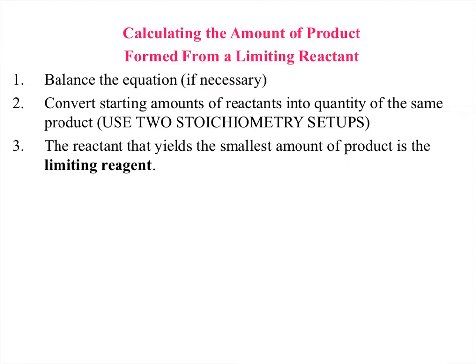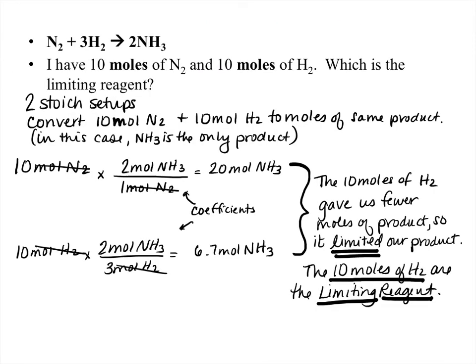You're going to have to convert both of those into the same product. So you're going to run 2 stoichiometry problems when you're doing each of these limiting reagent problems. The reactant that gives you the smallest amount of product is going to be the one that we say is the limiting reagent. So that sounds confusing, but once we start working on these, I'm going to show you how this works. So this particular problem I have completely worked out for you.